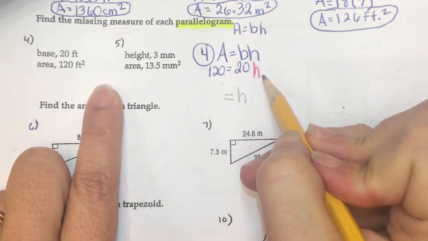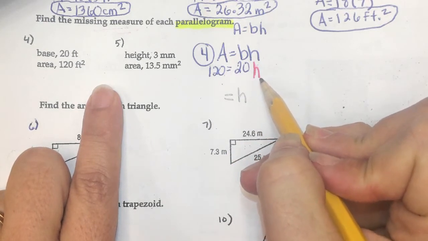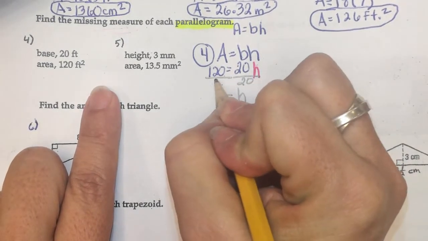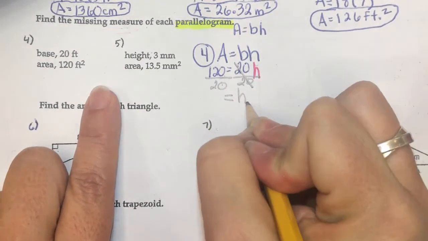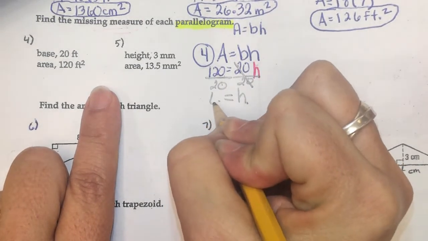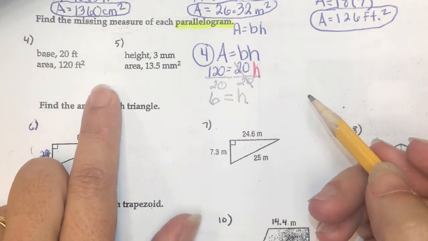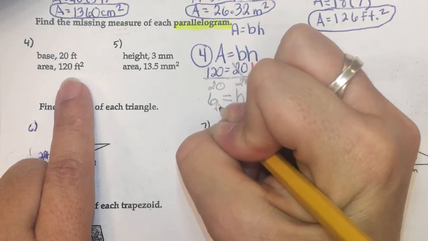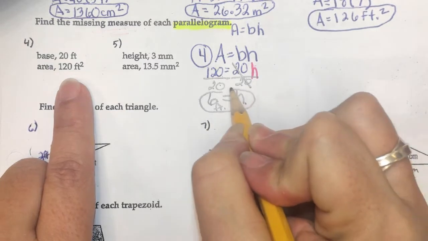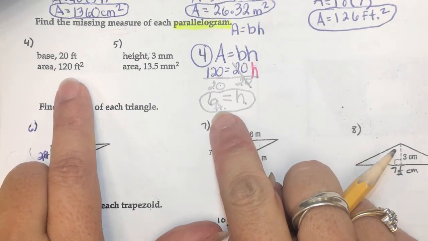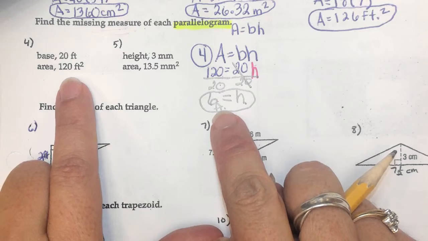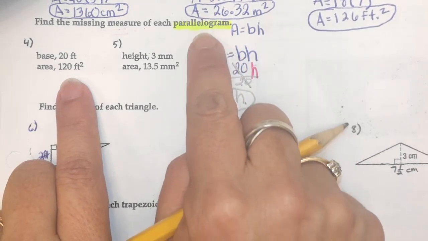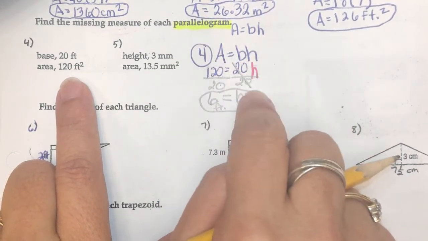So 20 up against an h means times. The opposite is divide. So if we divide both sides by 20, leaves me with an h on this side, and this side is 6. And it is just like, it is 6 feet. It's just the height of something. It's just a boring measurement. It's not squared. It's like just 6 feet. It's kind of like we're doing the opposite math. And what you're going to have to do is watch for which formula to use. Those directions tell you which formula to base it on.